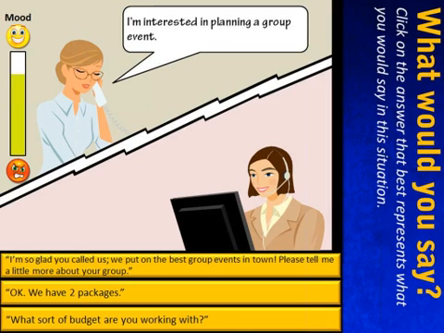So here the context is you're on the phone with this customer. She's interested in planning a group event. She's in a decent mood, and you have some choices down here on what you want to say to her, saying, I'm interested in planning a group event.